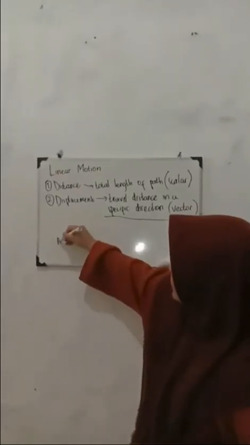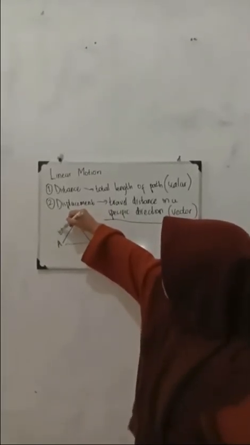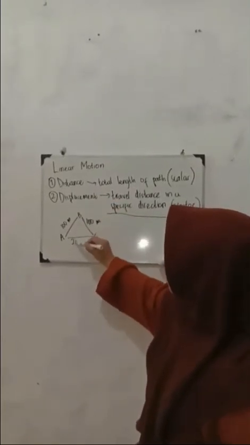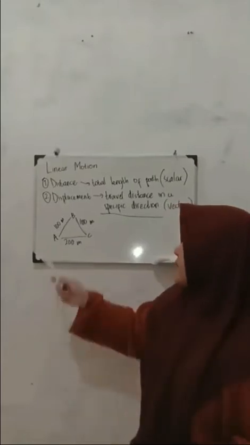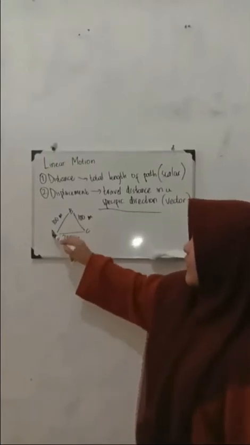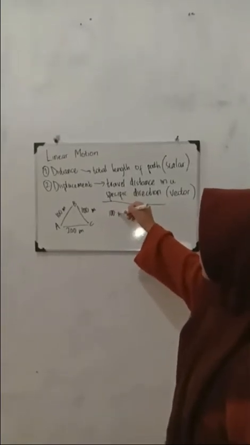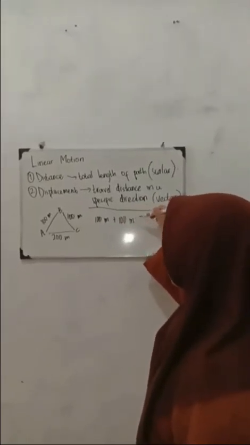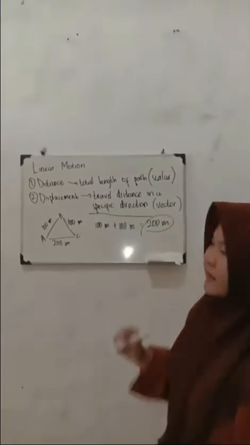Given city A, city B, and city C, and the driver travels from city A to city C, and the driver takes a route from city A to city B and city C. So the distance is 100 meters plus 100 meters equal to 200 meters. So the distance is 200 meters.